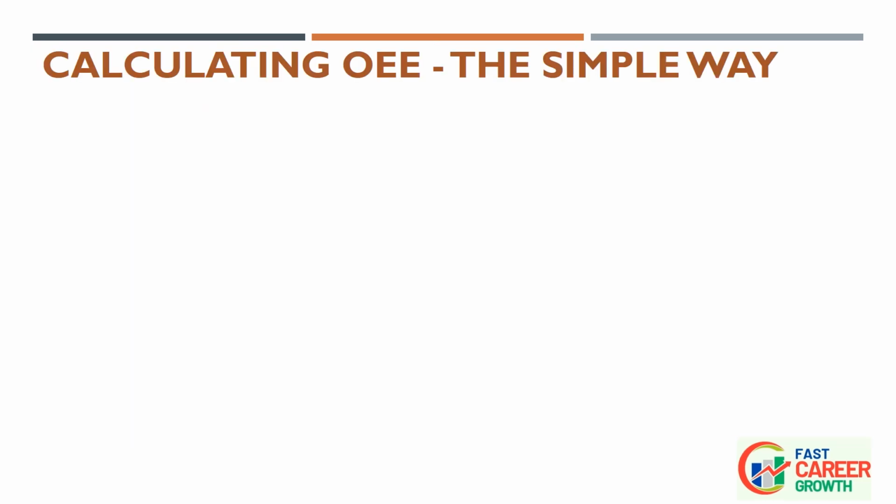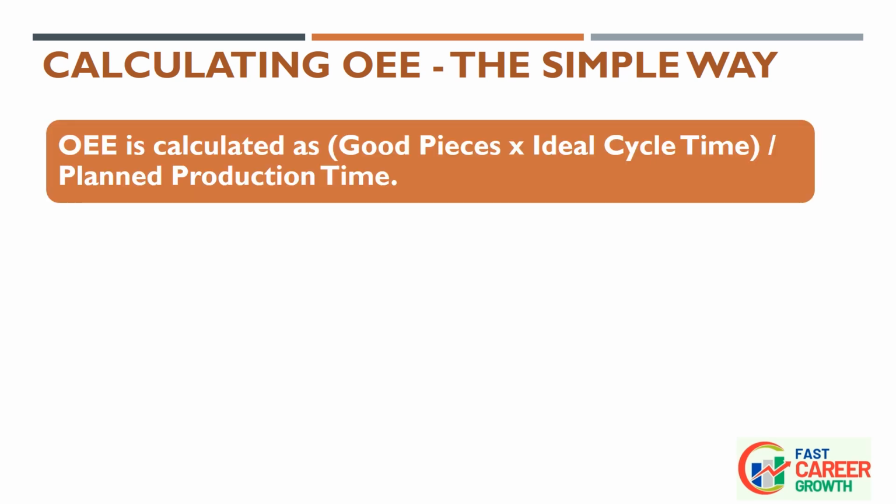Calculating OEE the simple way. So how is the OEE score calculated? In simplest terms, OEE is the ratio of fully productive time to planned production time. In practice, this is calculated as good pieces multiplied by ideal cycle time, divided by planned production time. Let's define some terms.